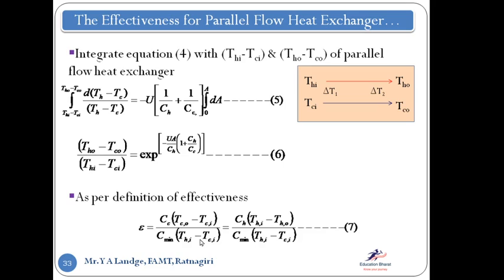The C minimum into the delta T max. So delta T max is what? It is THI minus TCI, where you get the maximum delta T at 0. So here, THI minus TCI.